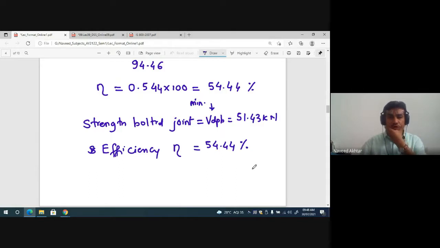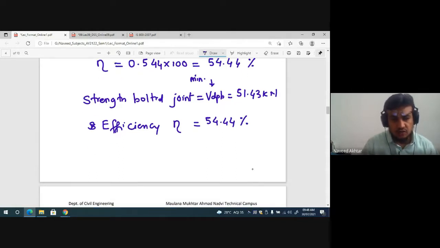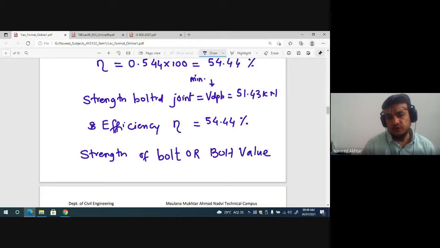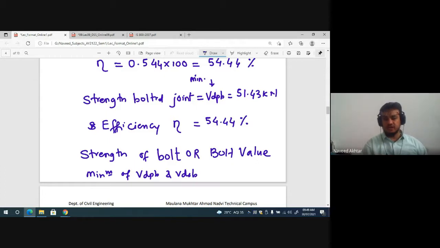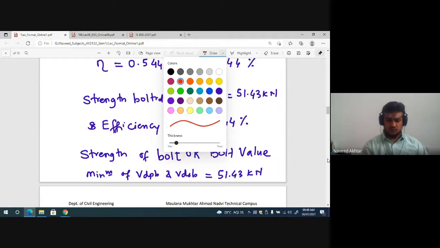Similarly, if you are asked for the strength of bolt, you can write out the strength of bolt. This is additional; I am not counting it in the strength of the bolted joint. The strength of bolt, also called the bolt value, is the minimum of VDPB and VDSB. So here the strength of bolt will be nothing but the strength of the bolted joint, because again VDPB is this, that is also 51 point something. This one is an additional way I am showing you. Okay.